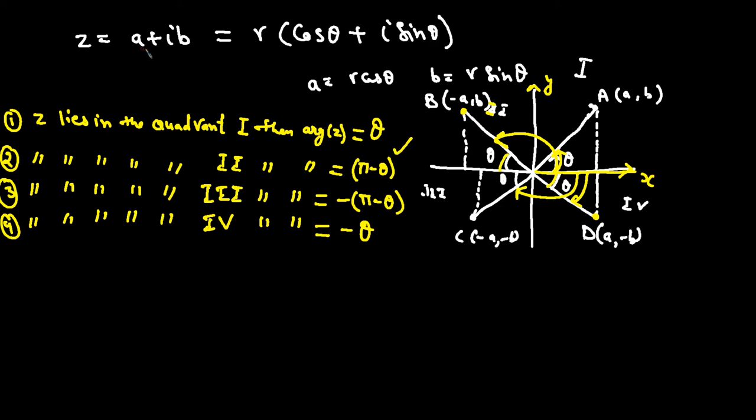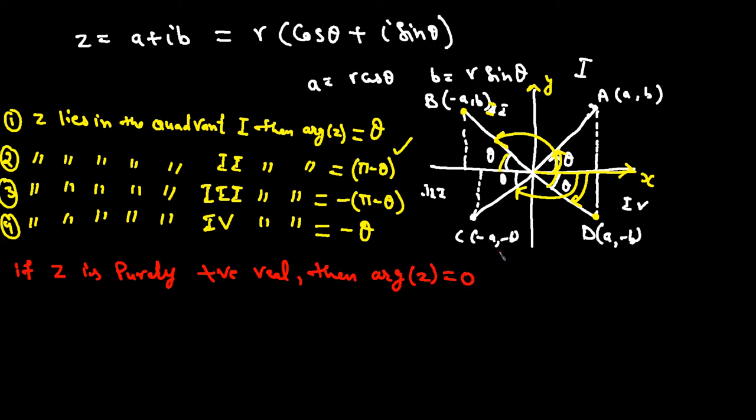So there is another case we can look at. This a can be positive, can be negative, right? Same thing with this b, can be positive, can be negative. Then what will happen to the argument? So let's go over that now. If complex number z is purely positive real number, then the argument of z is going to be 0.